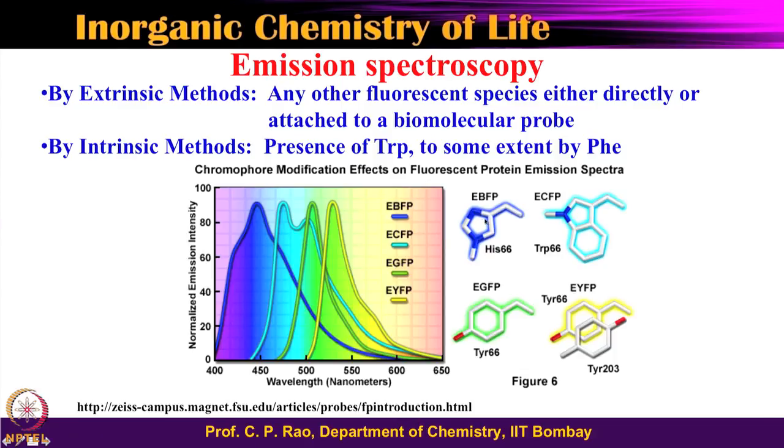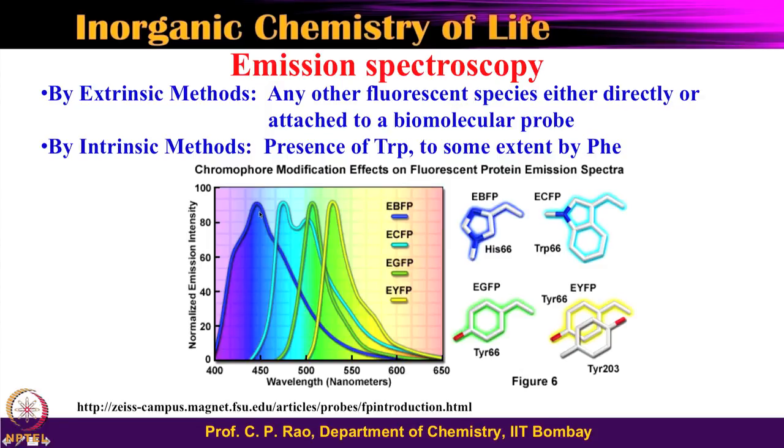So, you can look at one of the cases, the emission blue, B stands for blue here, fluorescence protein, and then in the second case here the cyan color, emission cyan fluorescent protein, then emission green, G stands for green fluorescent protein, and emission Y, Y stands for yellow. So, emission Y, that is yellow fluorescent protein. So, we have different modifications.